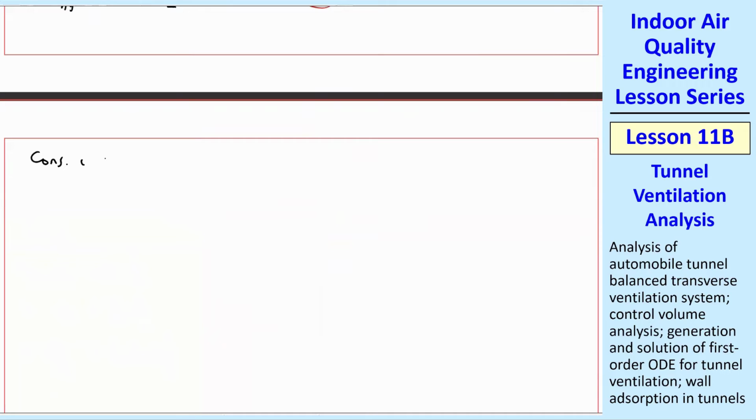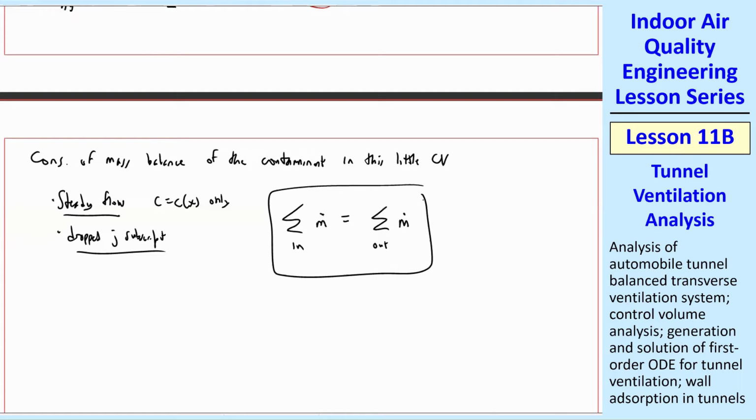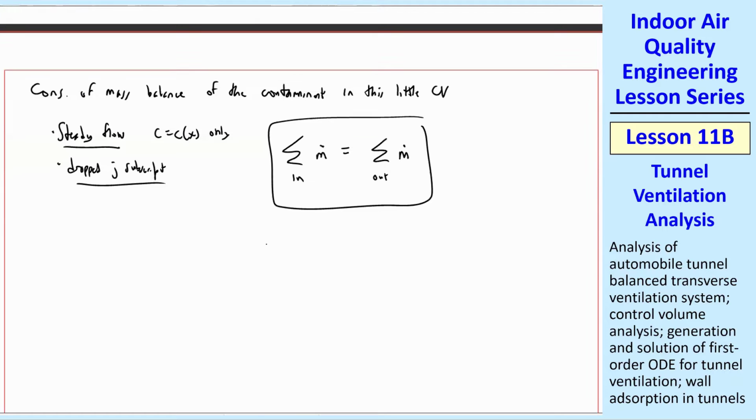Let's do conservation of mass balance of the contaminant in this little control volume. For a steady flow, remember C is only a function of X, and we have dropped the J subscript, but we're talking here about the contaminant. So we have sigma in m dot equal sigma out m dot. That's our mass balance. So we want to look at all the positive and all the negative terms.